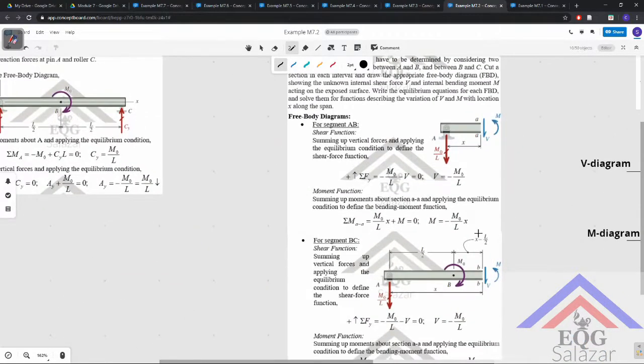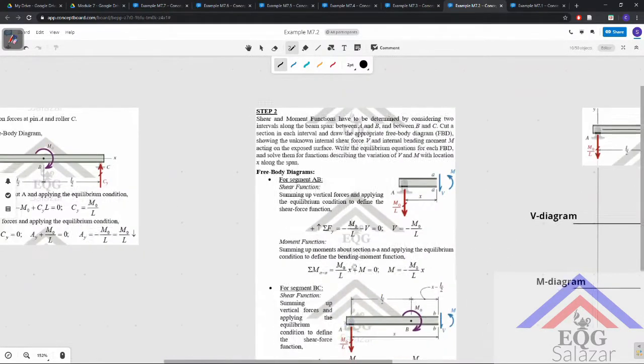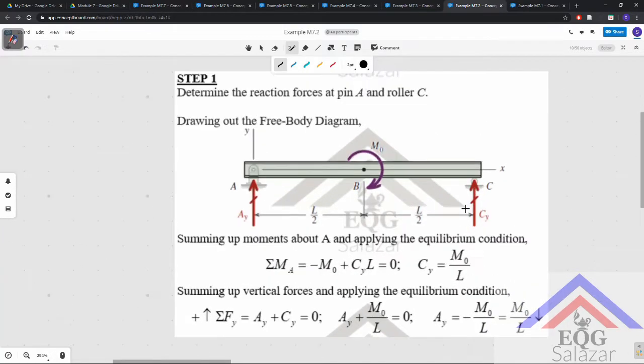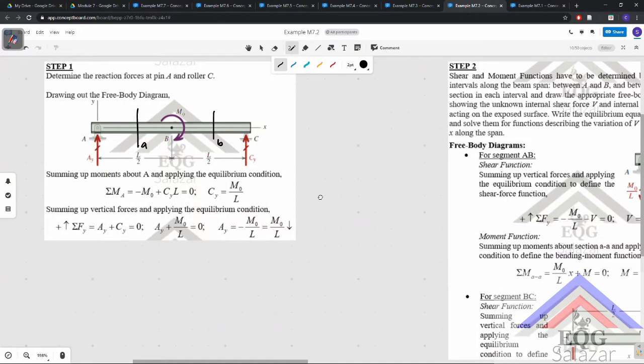Next, we have the free body diagrams for the shear and moment functions. So for segment AB, we pass a section here at A, and then we pass a section here at B, so as to expose the internal shear force and internal bending moment, or internal resisting moment rather.